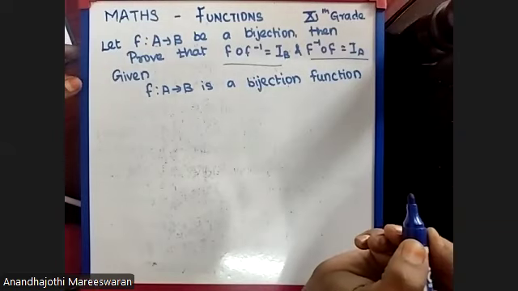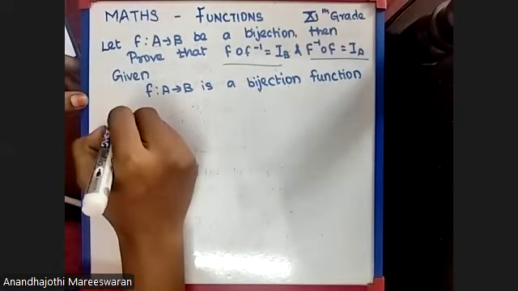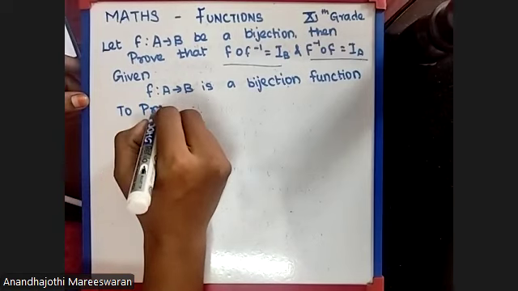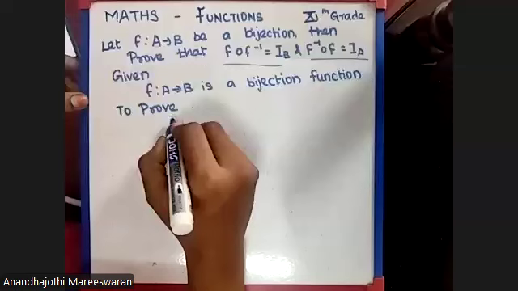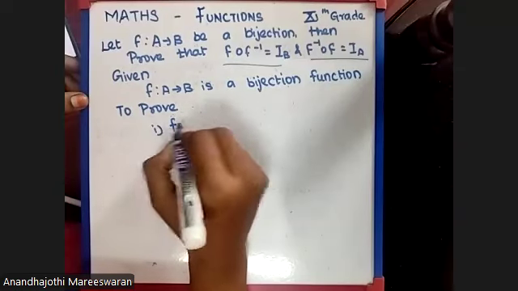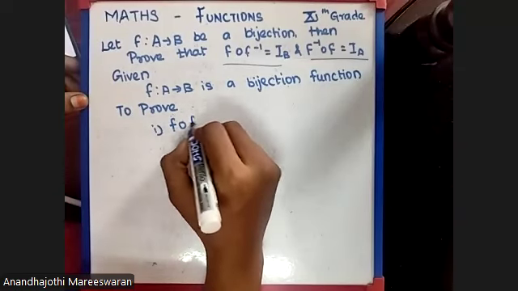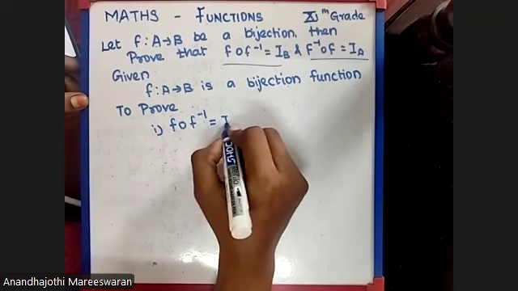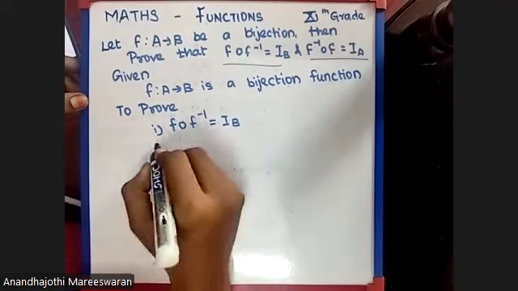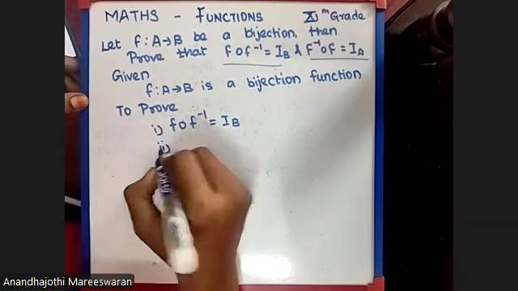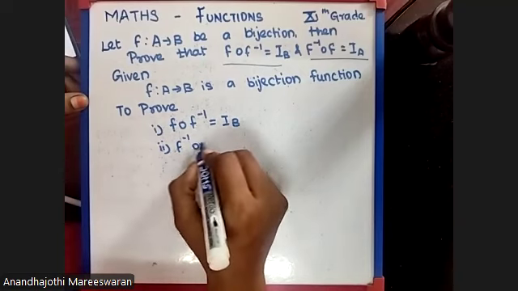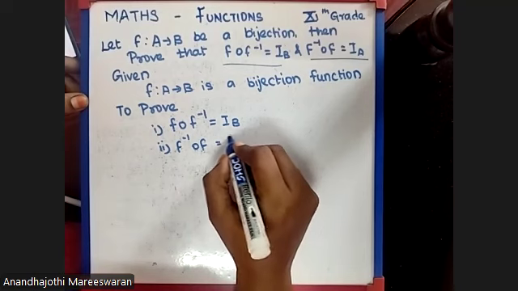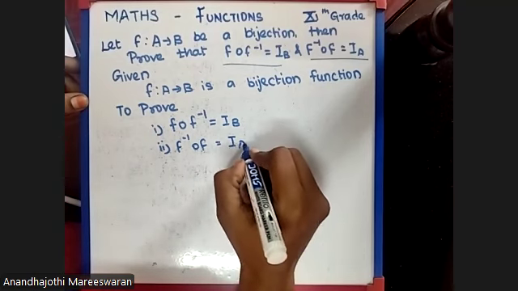Right. What do they ask us to prove? They ask us to prove two different things. First is f circle f inverse equals I_B. And the second is f inverse circle f equals I_A. Yeah, right.